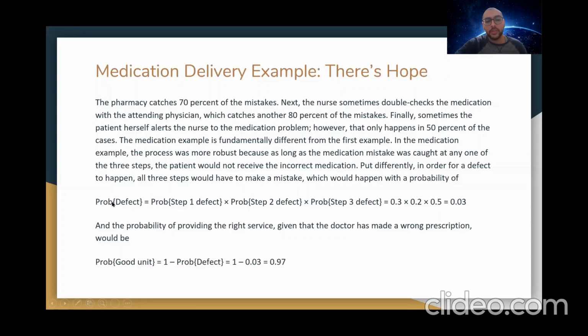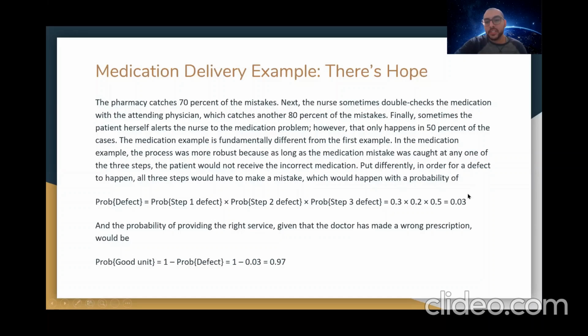So to calculate the probability of a defect, we calculate the probability of a defect at step 1 times the probability of a defect at step 2 times the probability of a defect at step 3. In that case, we got 70%, 80%, and 50%. So if we do 100% minus 70, we will get 0.3, and so on, 0.2, 0.5.